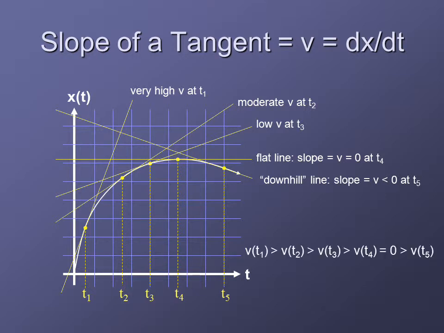So we can set up this whole inequality. Velocity, or the derivative, or the slope of the tangent, is highest at T1. It's still positive, but a little lower at T2, lower still at T3, lower still at T4, where it's 0, and at T5, it's something less than 0.